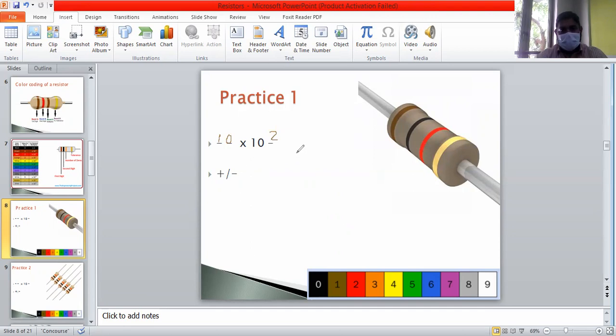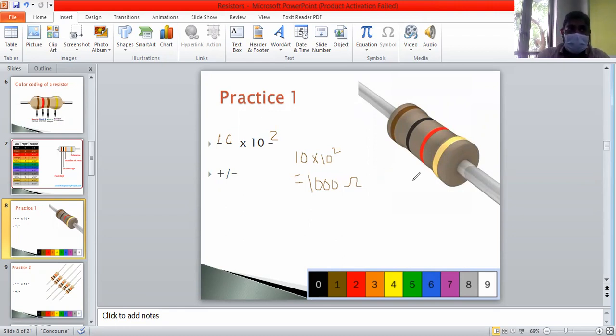So the value of resistance here is 10. This third color can be considered for the number of zeros, meaning 0 0, or you can say it is power of 10. Both are the same thing. So if you consider 10 into 10 exponent 2, how much will that be? I hope you can convert it to a digit. That will be 1000. Now this is a resistance, so the unit is ohm. So the resistance of this resistor is 1000 ohms.